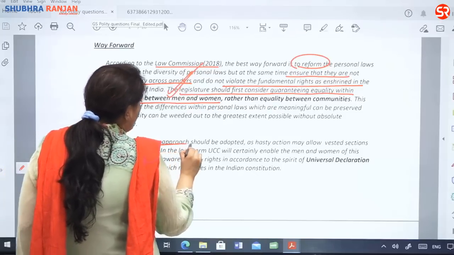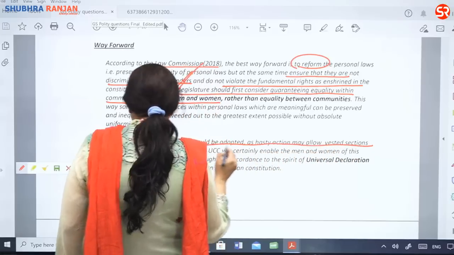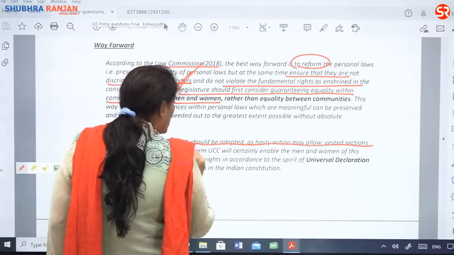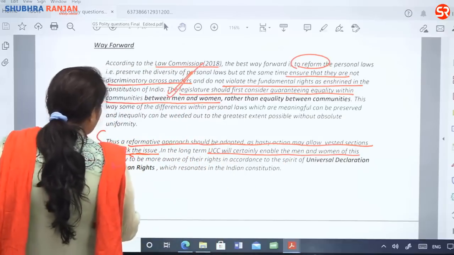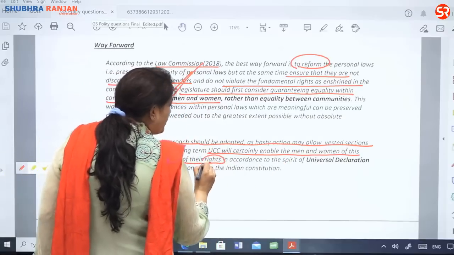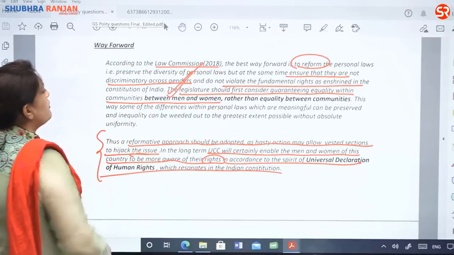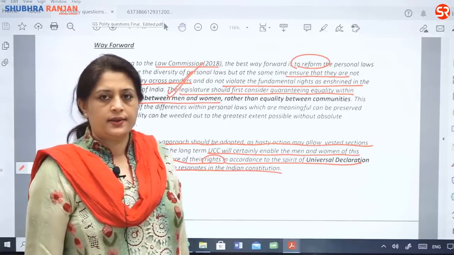Thus, a reformative approach should be adopted, as hasty action will allow vested sections to hijack the issue. In the long term, UCC will certainly enable the men and women of this country to be more aware of their rights in accordance with the spirit of the Universal Declaration of Human Rights.